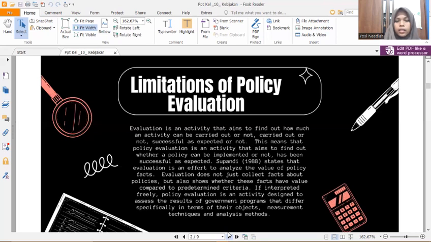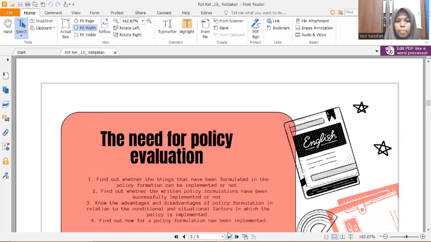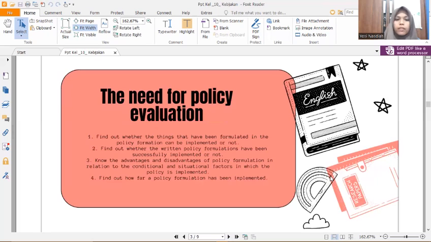The next point is the aims of policy evaluation. Number one, find out whether the things that have been formulated in the policy formulation can be implemented or not. Two, find out whether the written policy formulation has been successfully implemented or not. Number three, know the disadvantages of the policy formulation in relation to the conditional and situational factors in which the policy is implemented. Number four, find out how far a policy formulation has been implemented.